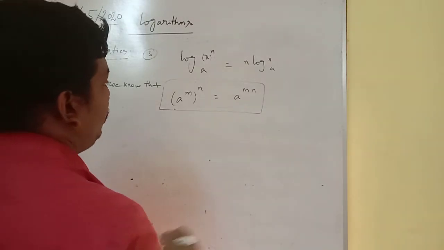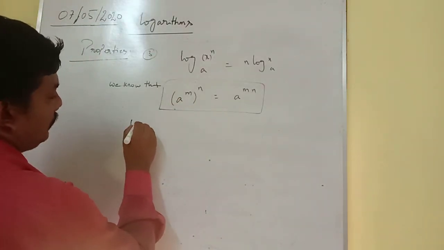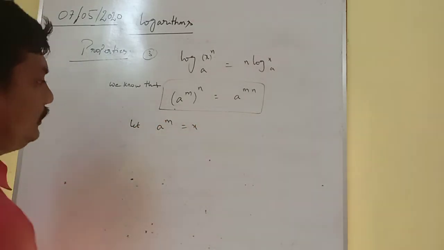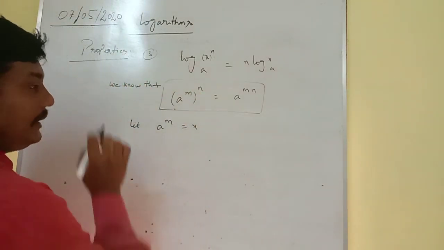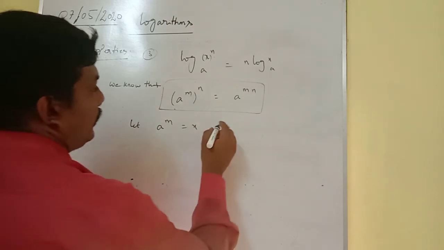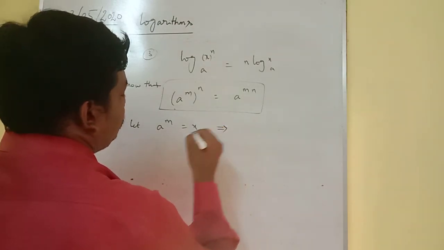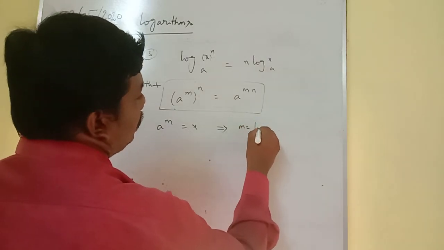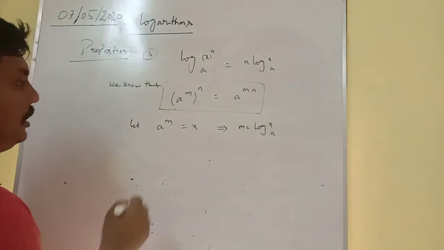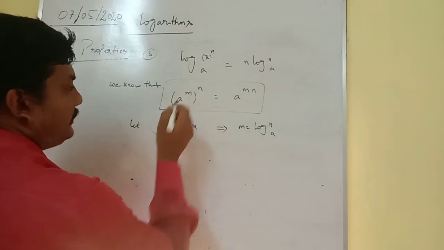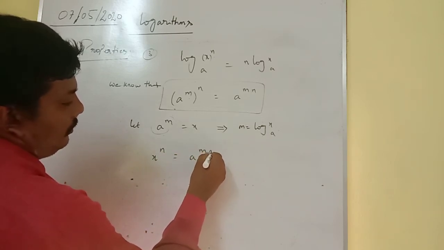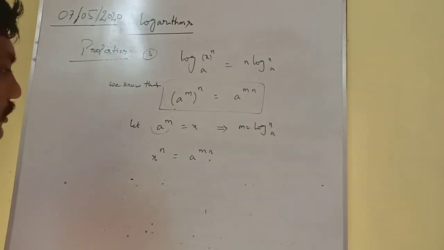Let a power m be equal to x. So by changing this into logarithmic form, we can write m is equal to log x base a. Now in the place of a power m, we are writing x here. Then from this, x power n is equal to a power mn.